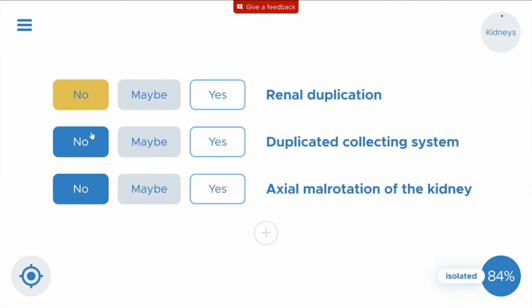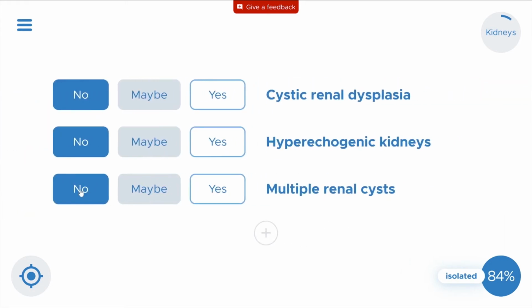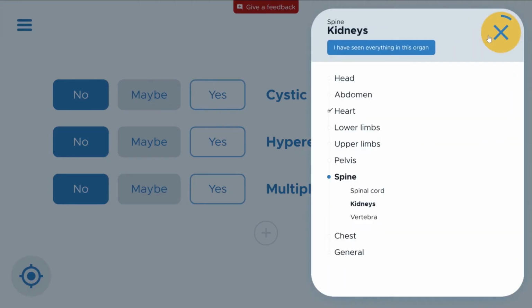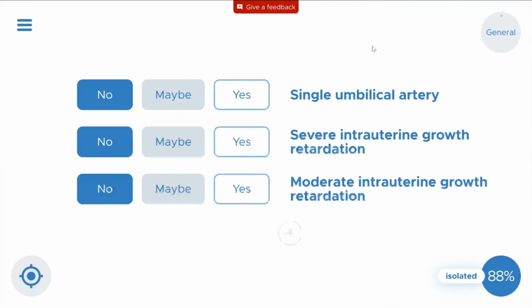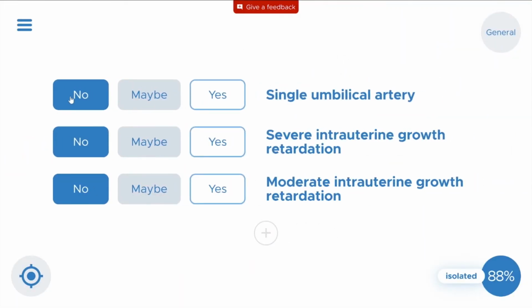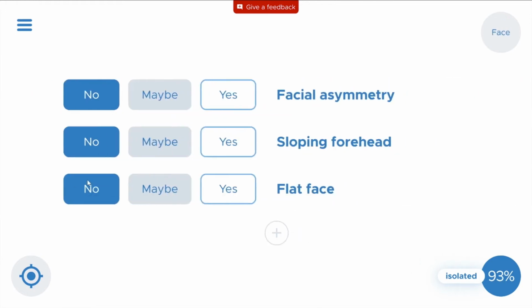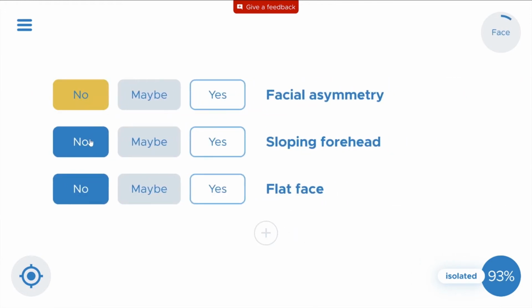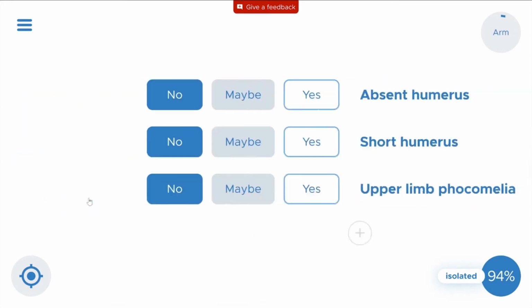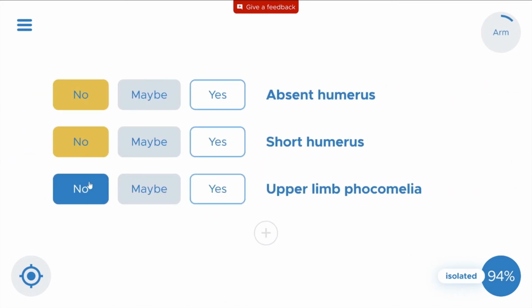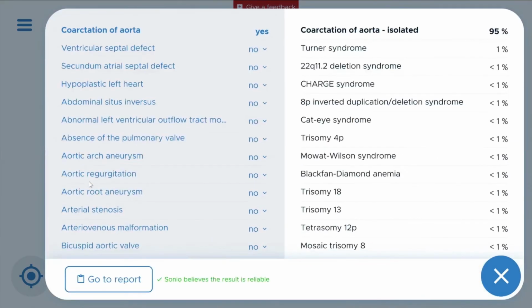and a new set of questions on kidney anatomy pops up, none of which we see during ultrasound. And again, we tell Sonio that we've seen all of the kidneys and wish to proceed to the next anatomical region. We answer no to the new set of fetal anomalies regarding general findings, a normal skull, no dysmorphic features, normal upper limbs. And here Sonio stops with a report popping up stating that the coarctation is likely to be isolated with a remaining small possibility of Turner syndrome.